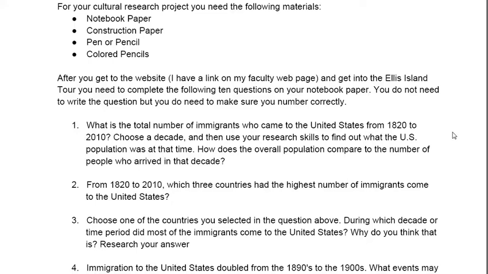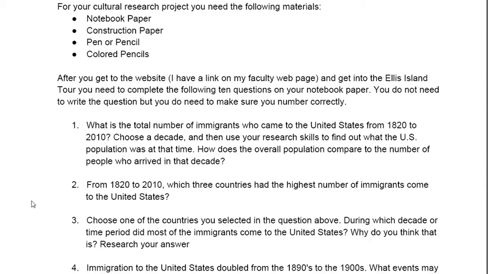So then the third part is where you're comparing your first two answers. So how does the overall population compare to the number of people who arrived in that decade? So you need to compare. You need to tell me, were more immigrants coming into the United States than who were already living there? Were there more U.S. citizens than what were immigrating? You need to tell me which one's which. Who's greatest or least? Compare the two numbers.